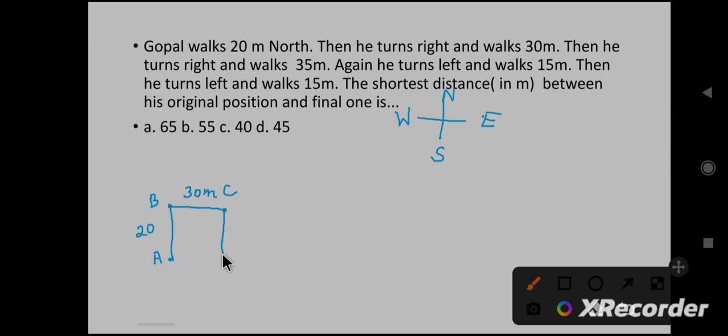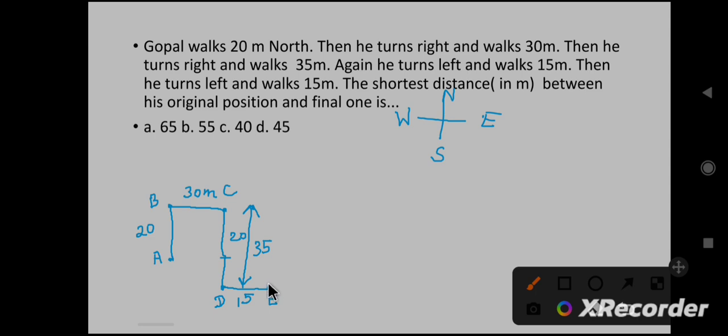Up to here it is 20. Then again till here, let us consider that this point D, till here it is 20. From here to here it is 35. After reaching 35 meters, he turns left and walks 15 meters. From here, his left hand side is this side, and he walks 15 meters. Let us say that he has reached a point E.